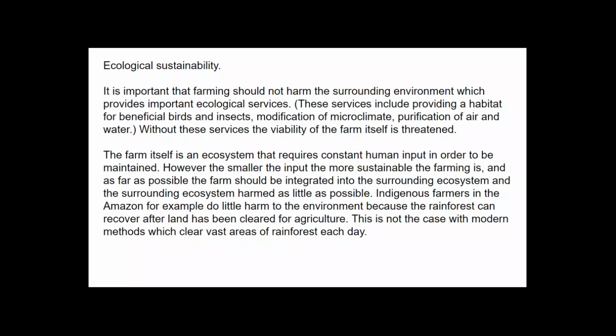So, ecological sustainability then. It is important that farming should not harm the environment, which provides important ecological services. For example, trees bring rain, insects pollinate crops, and without this pollination, fruit will not form. These services provide a habitat for beneficial birds and insects, and modification of microclimate.